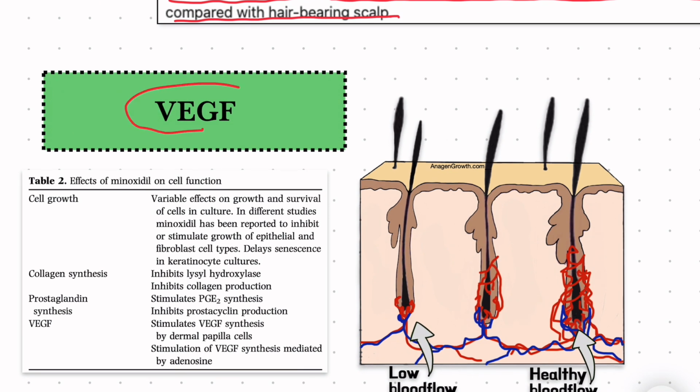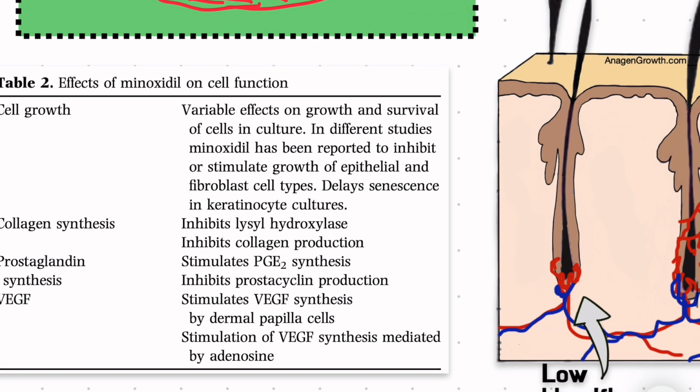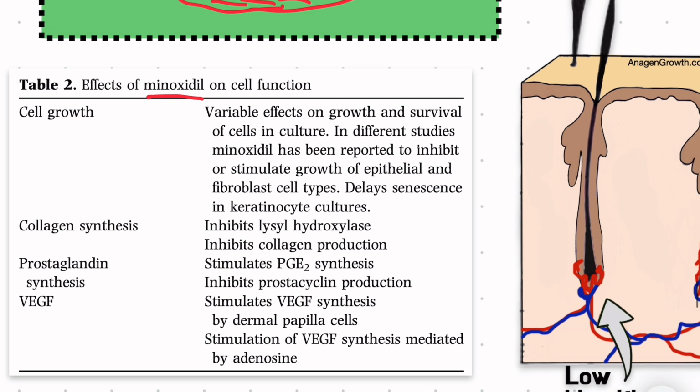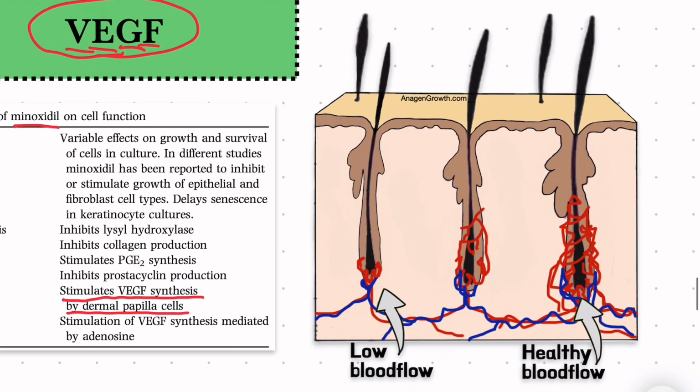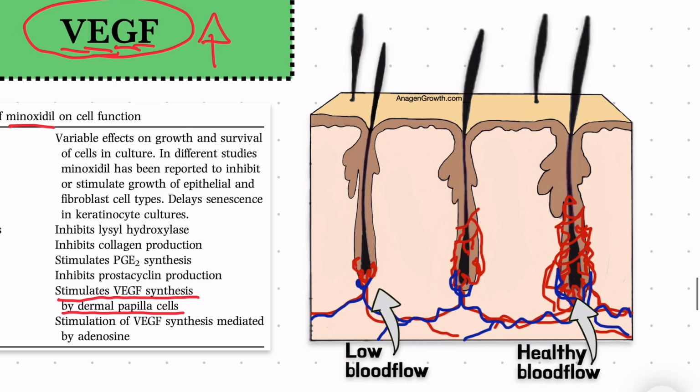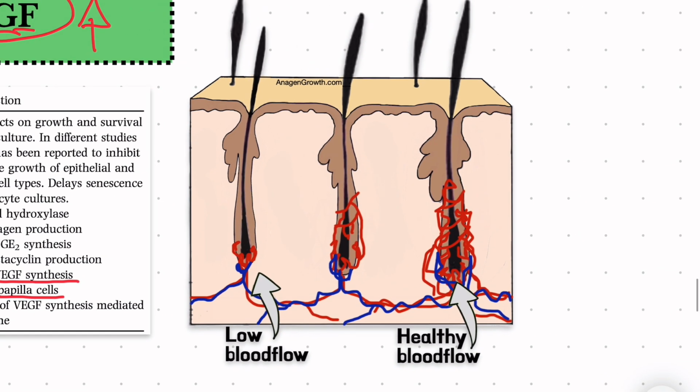Okay, now let's discuss VEGF, which is Vascular Endothelial Growth Factor. This is a protein that minoxidil can upregulate. So minoxidil stimulates VEGF synthesis by dermal papilla cells. Okay, great. So when exposed to minoxidil, we have more VEGF. But what does this mean? So VEGF leads to angiogenesis, which is the formation of new blood vessels.